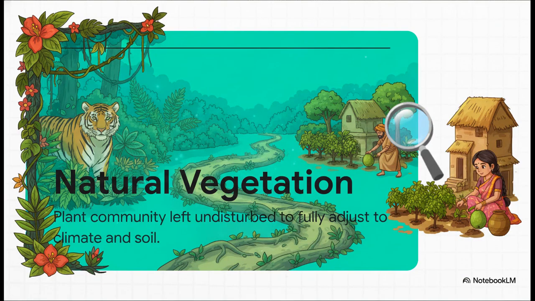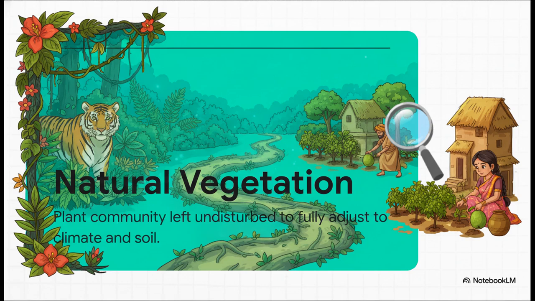So, what exactly is natural vegetation? By definition, it's a plant community that has been left totally undisturbed over a long time. And this is crucial because that time allows its individual species to fully adjust themselves to the local climate and soil conditions. The absolute key phrase you need to remember here is left undisturbed.